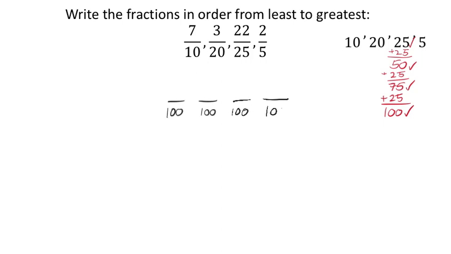Because 100 is just a multiple of all four of the denominators. So the 25, I see it's multiplied by 4 to get 100, but I'd have to multiply the 22 by 4 as well. So we'll do that multiplication down here, 22 times 4. 4 times 2 is 8. That gives me 88 100ths.